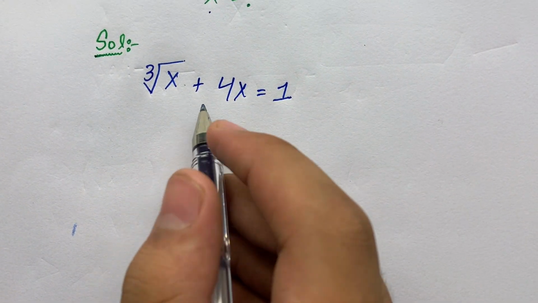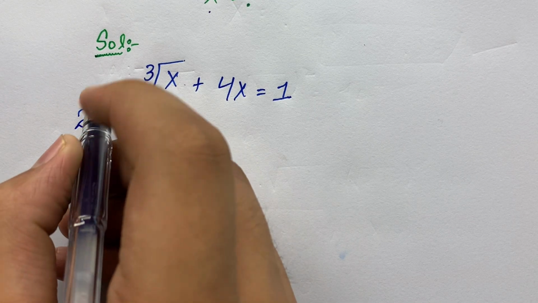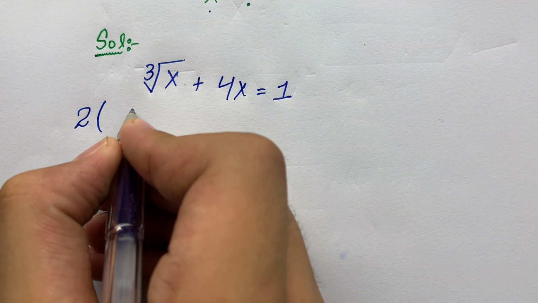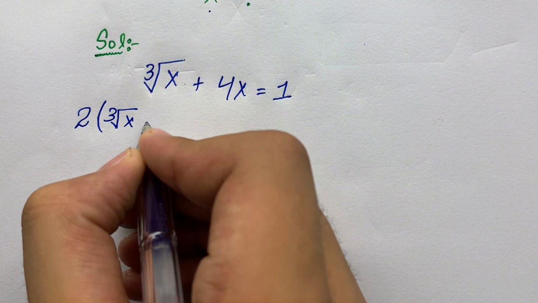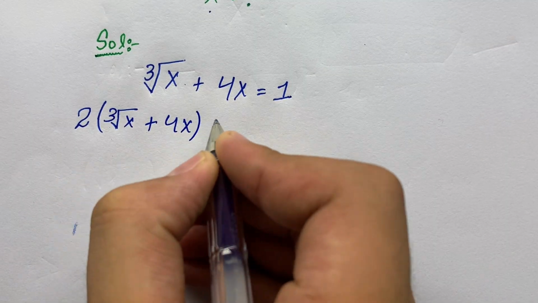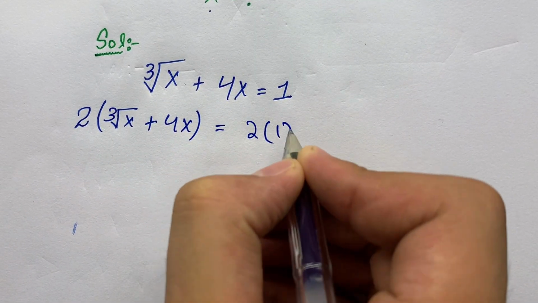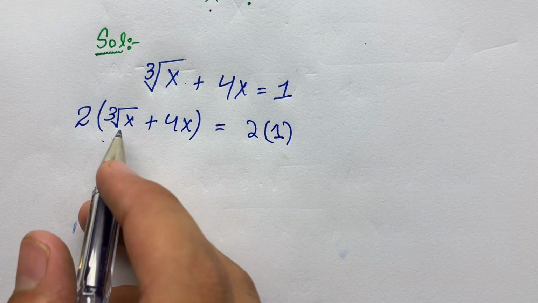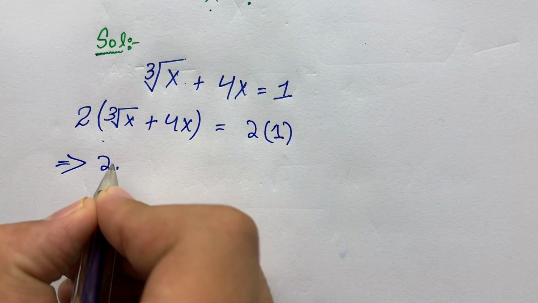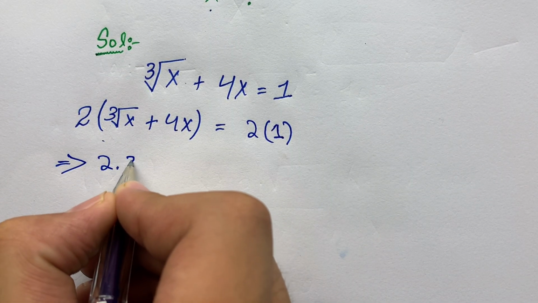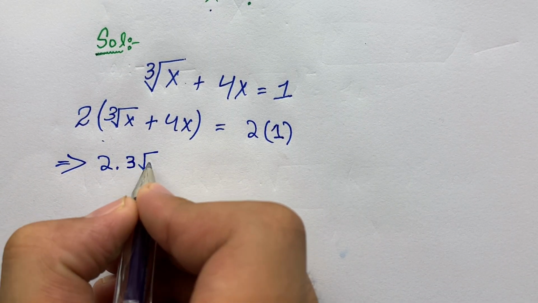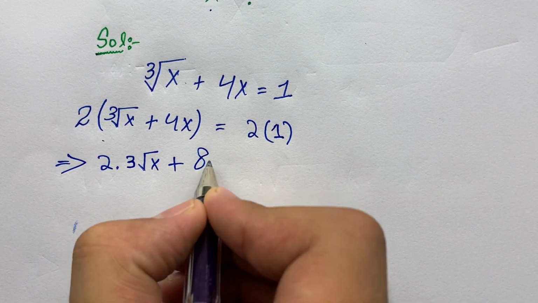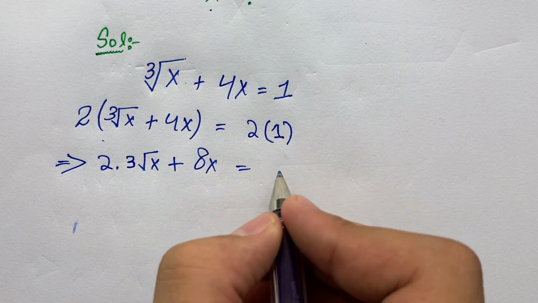This is our question. And now we're multiplying both sides by 2: 2 × √x³ + 2 × 4x = 2 × 1. Now this will be 2 × 3 under the root x, plus 2 × 4 is 8x, is equal to 2 multiplied by 1, which is 2.